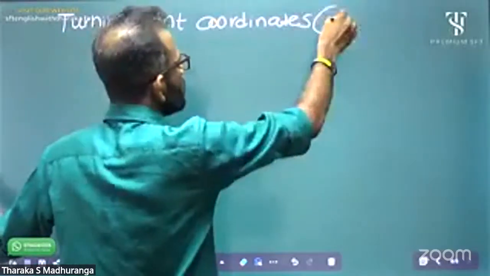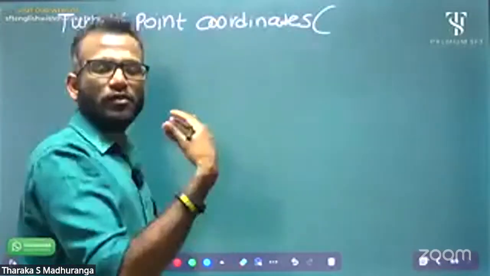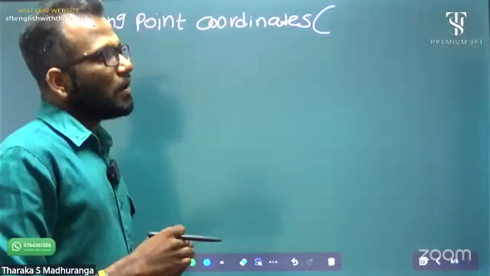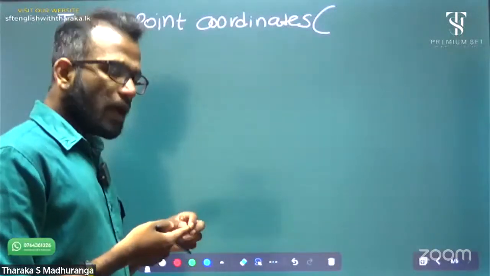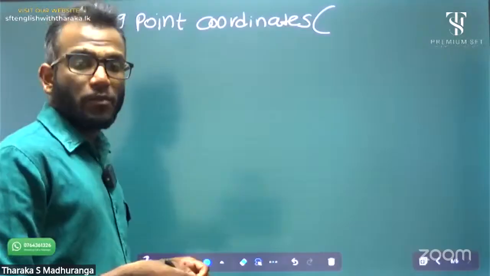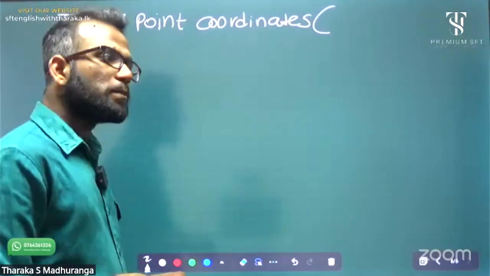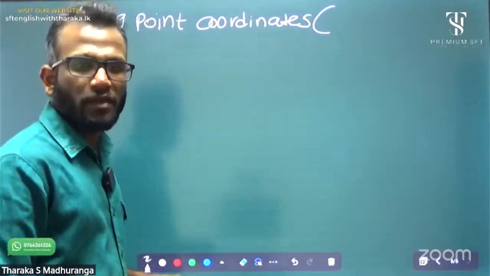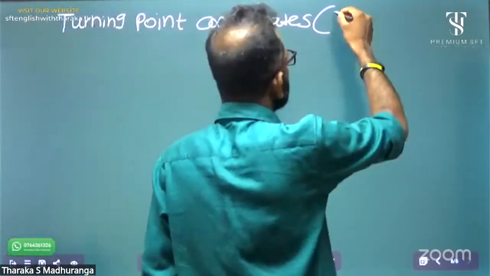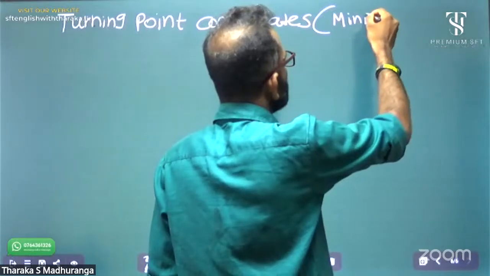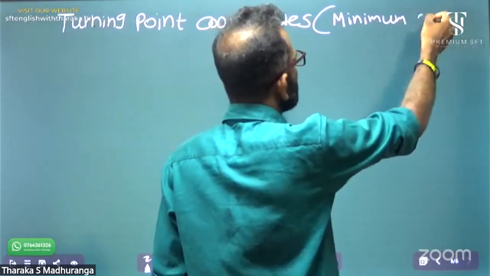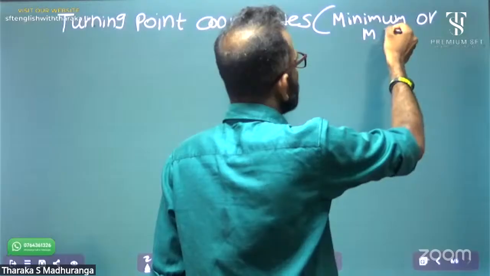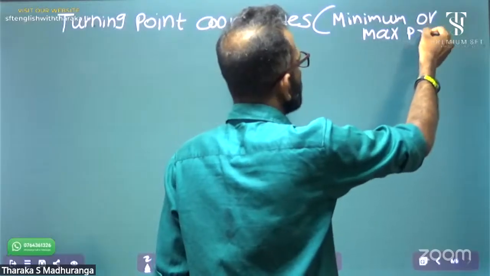This turning point coordinates we call by another name. We identify it as minimum or maximum point coordinates. If you have a minimum quadratic function, its turning point is a minimum point. Minimum or maximum point coordinates.